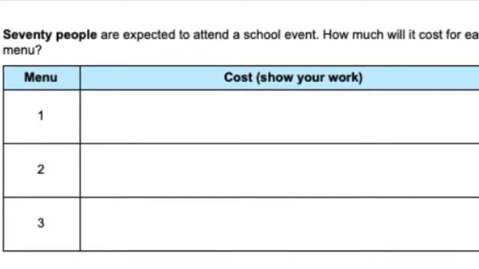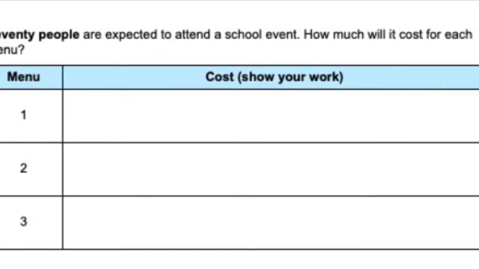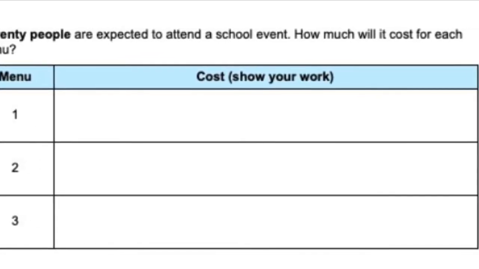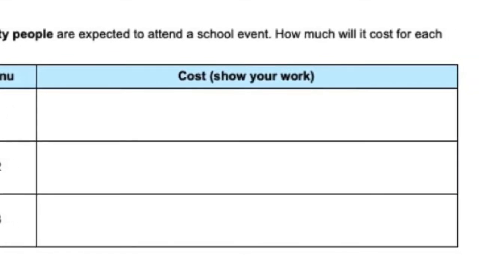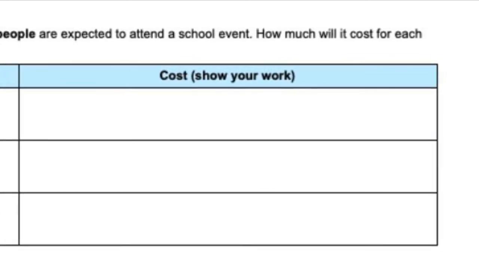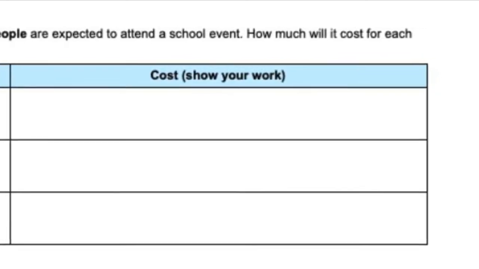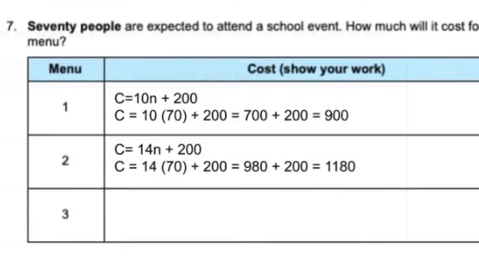Okay, so now we're on to question 7, and it says 70 people come to the party. It wants to know how much it will cost for menu 1, menu 2, and menu 3. So we need to use the equations for menu 1, menu 2, and menu 3 to find the answer. So let's look at menu number 1.